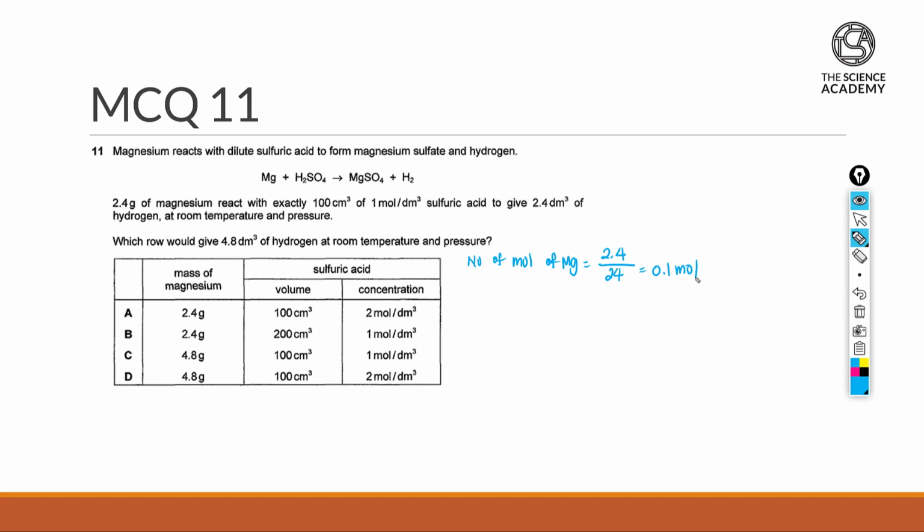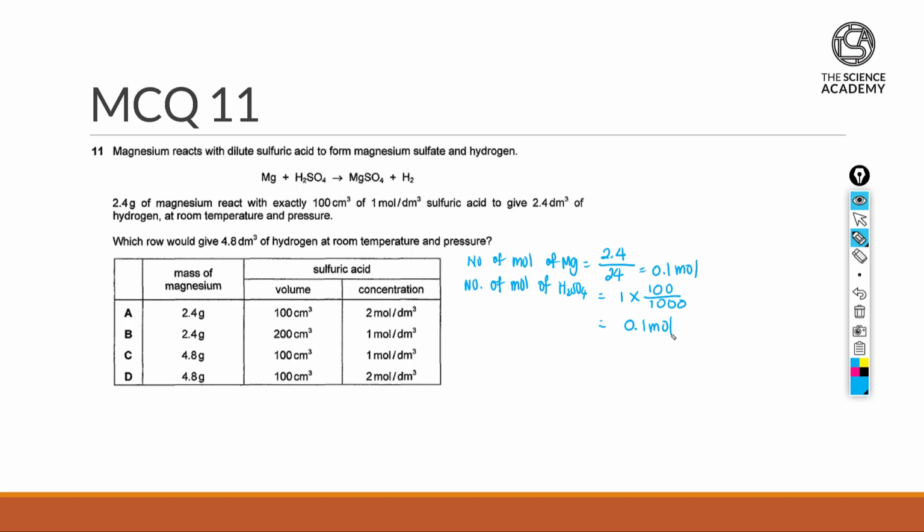Next, let's calculate the number of moles of sulfuric acid that was used to react. H2SO4: we will take 1 mole per dm³ times 100 over 1000. This should give you 0.1 mole. In this case, the ratio of moles of magnesium to moles of sulfuric acid is 1:1, 0.1 as well.